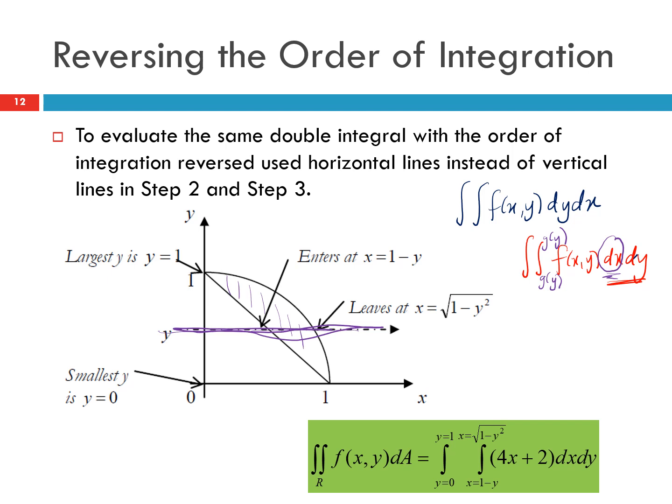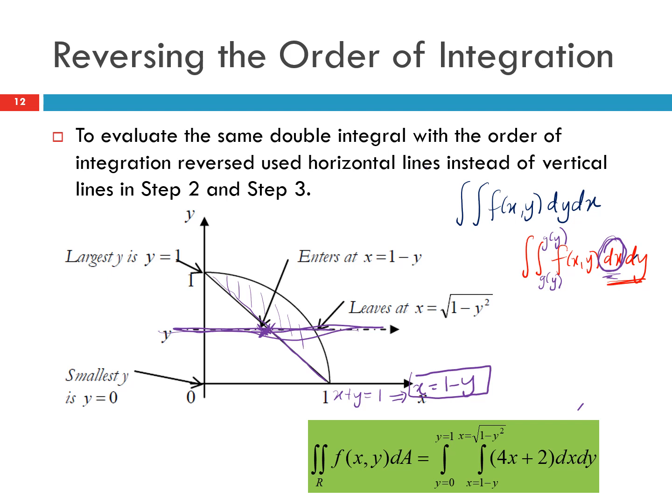Okay, so from this line, we can see that it first touches this point, and this point is actually on the line x plus y equal to 1, and therefore we can rearrange the function as x equal to 1 minus y, because we want to find the limits of integration of x. So that's why we need to have an equation where x is the subject.